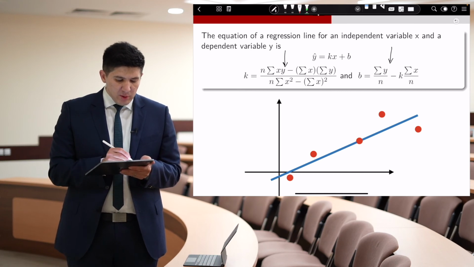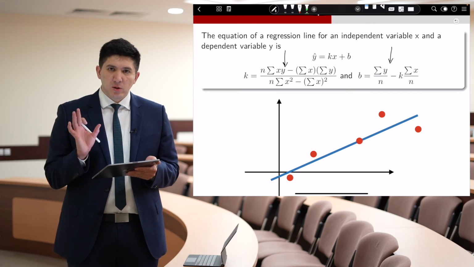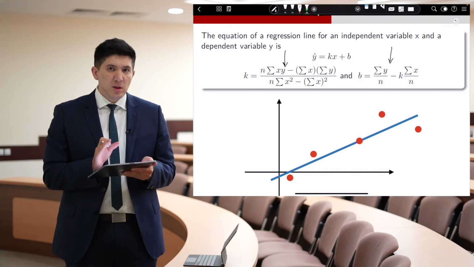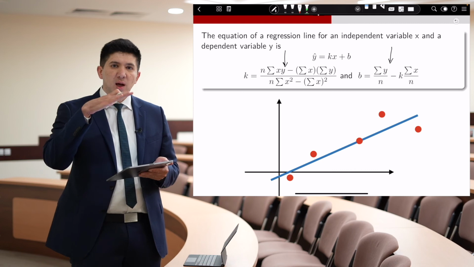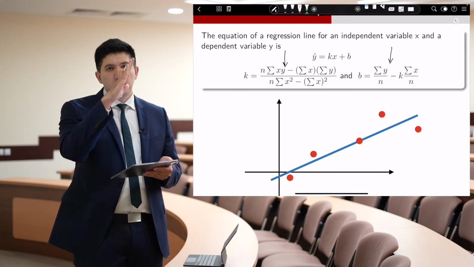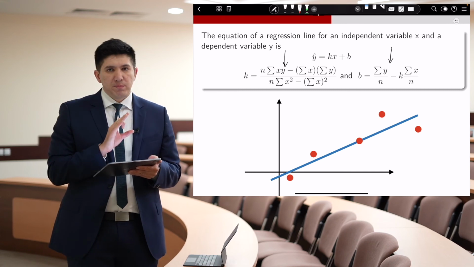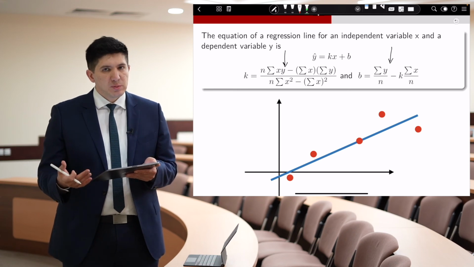If you remember the formula for the correlation coefficient, it is very close to k, the slope of the line. So you can understand the correlation coefficient as the slope of the line which would explain the data sets, right? If you remember, this data has the slope equal to 1. So the correlation coefficient can be understood as the slope of the regression line as well.